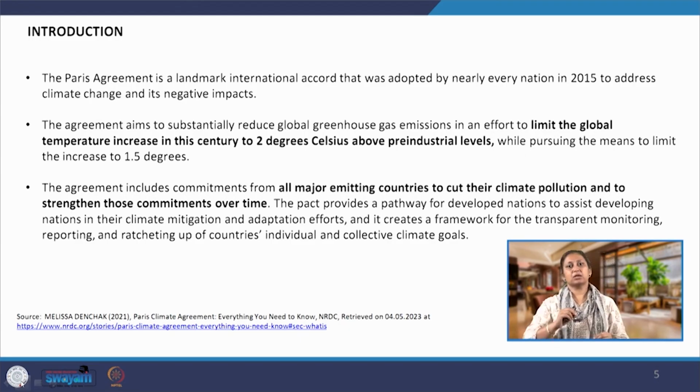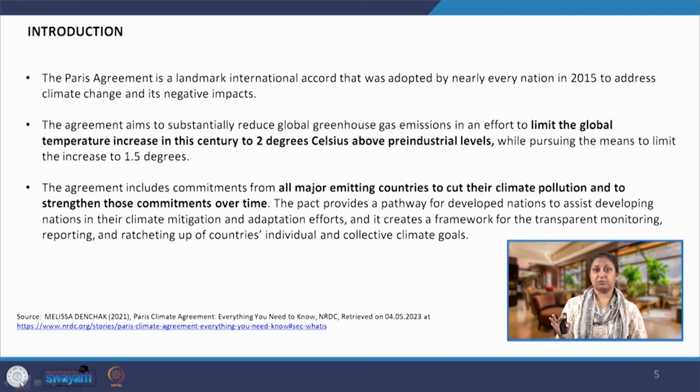Now, this might seem a clear target, but how to achieve that is slightly vague, because to determine that the global temperature rise is 2 degrees centigrade above pre-industrial levels, the models are working and there are thousands of parameters and indicators working simultaneously. So, the means of achieving this absolute goal may be vague, which is what we will see here. And this particular agreement includes commitments from all major emitting countries.